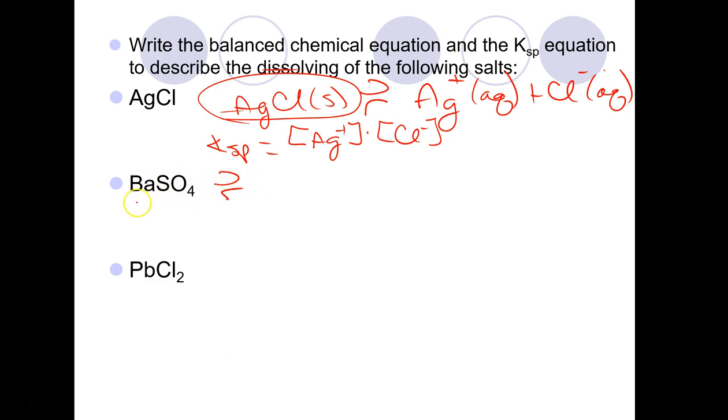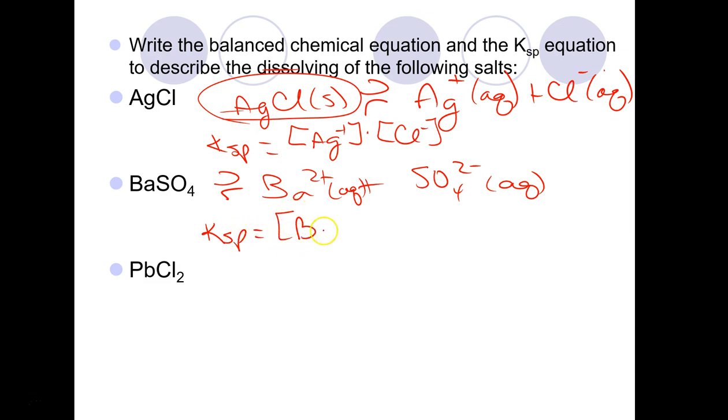BaSO4 is going to break apart into the ions of which it is made. So barium, and then SO4 is called sulfate. It's on the back of your periodic table. Those are both aqueous. So the KSP expression is Ba2+ times SO4 2-, both of them raised to their coefficients, which are both 1. And again, solid, not included.